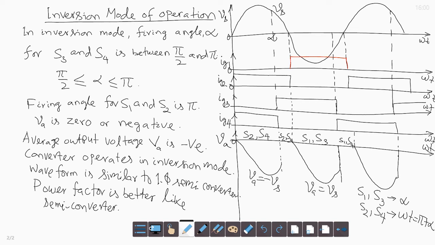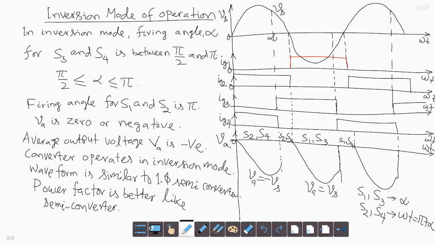So only 2 sets of pulses are used, but in this case 4 sets of pulses are required. All the switches will have different types of pulses. They will be turned on at different instants. When S1 is on, S2 is off and vice versa. When S3 is on, S4 is off and vice versa. So 4 different gate pulses are required. So this firing circuit will be more complex, but power factor is improved at the cost of complexity of firing circuit.